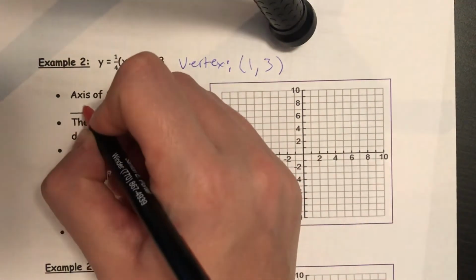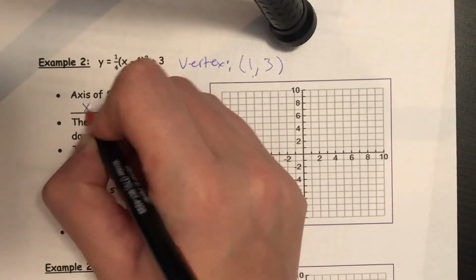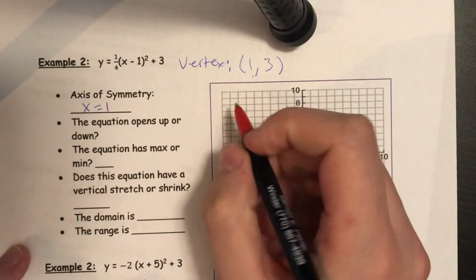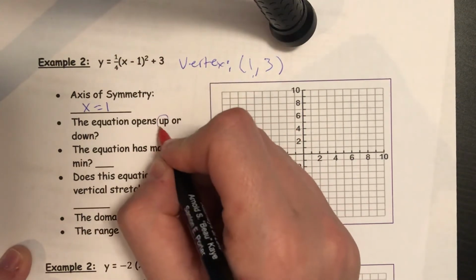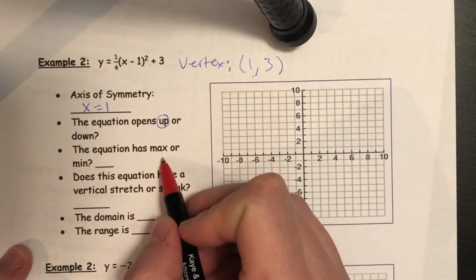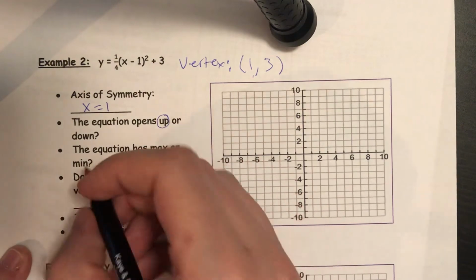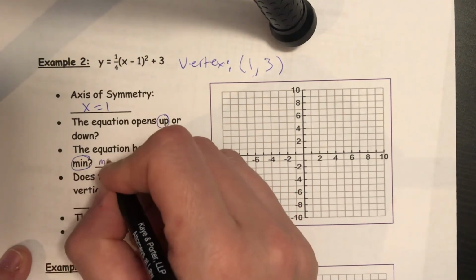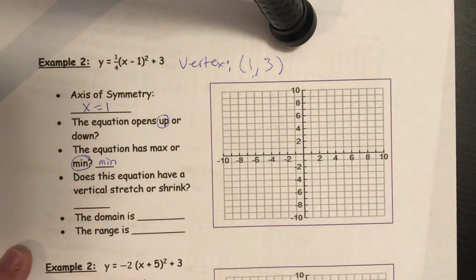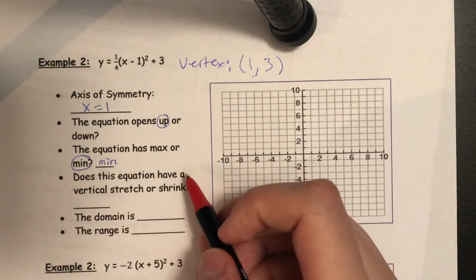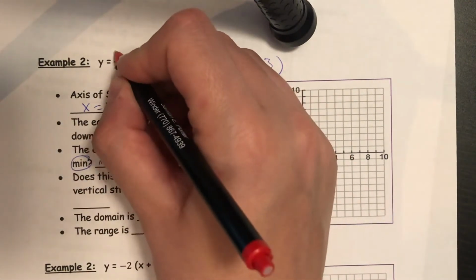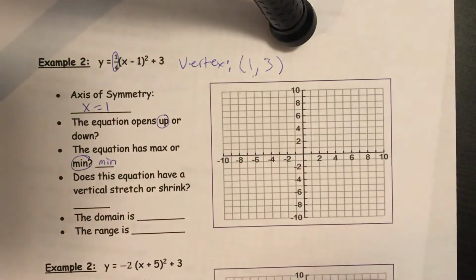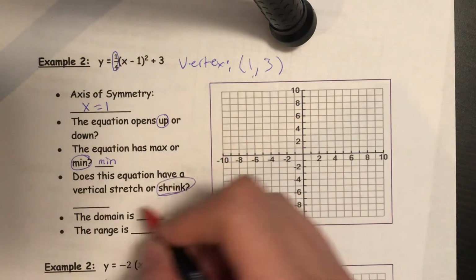Okay, so my axis of symmetry is just the x value of my vertex, which is x is equal to 1. I'm going to look out here: do I have a negative sign? No, so I know it's going to be opening up. Max or min? Remember, up is a minimum. So min: up is min, down is max. And then we're going to look just out here at my a value. If this a value is less than 1, so is it a fraction that's less than 1? Yes. So it's going to be a vertical shrink.